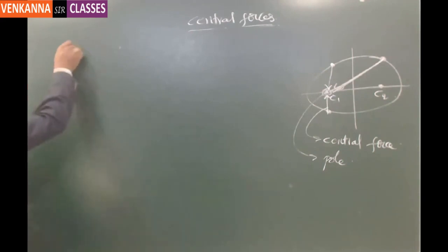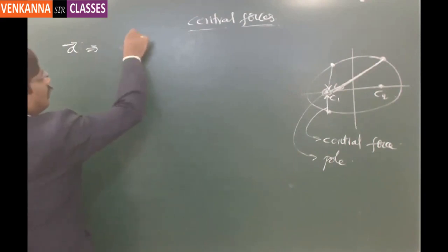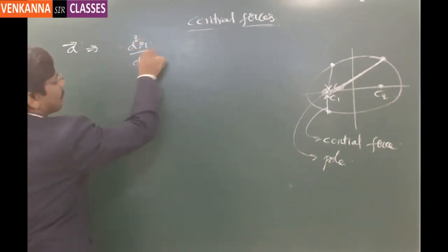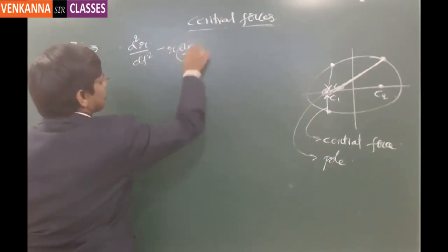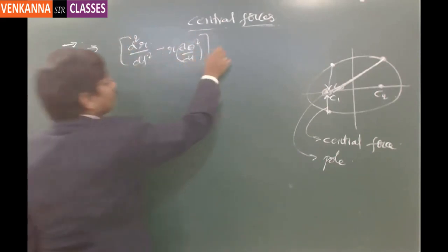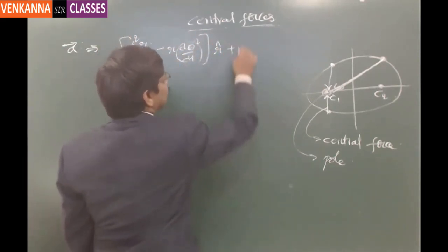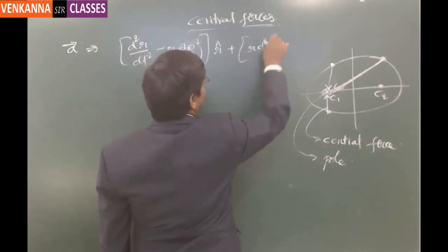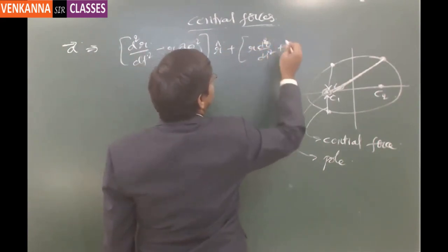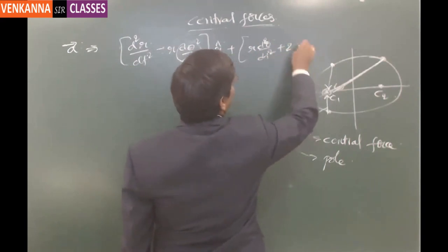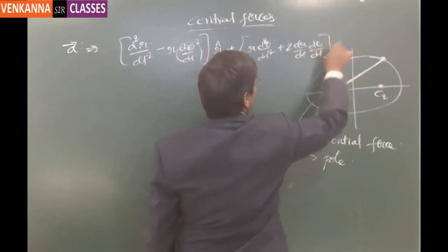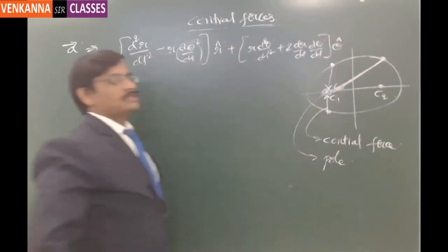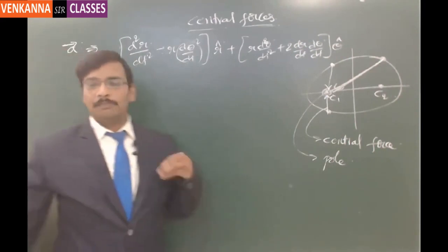We have derived the transverse acceleration and the radial acceleration. So this is d square r by dt square minus r into (d theta by dt) whole square, and this is the radial component of acceleration, r cap, plus r into d square theta by dt square plus 2 times dr by dt into d theta by dt, into theta cap. So this is the transverse and the radial component of acceleration for any particle which is moving in a plane.